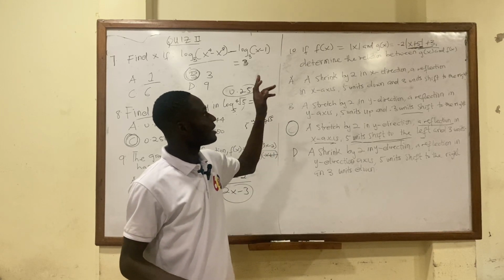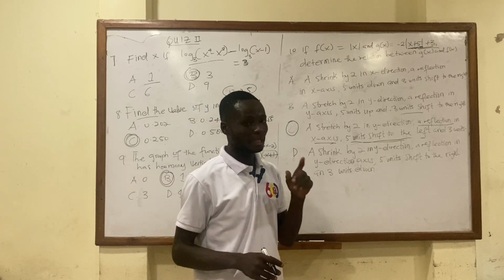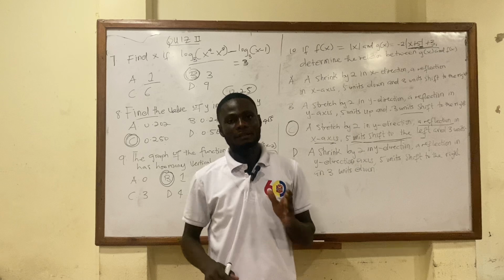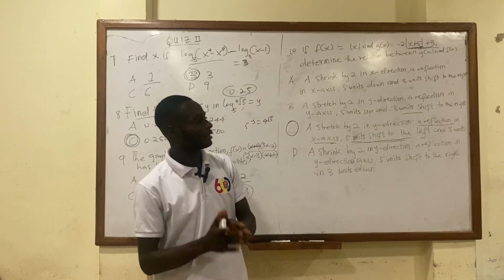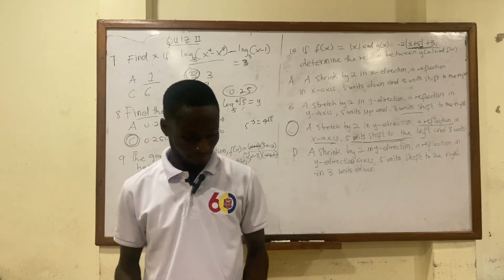So that is, if f of x is equal to absolute x, then g of x is equal to minus 2 absolute x plus 3 plus 3. So the right option is option C. All right, let's move on with the next question.